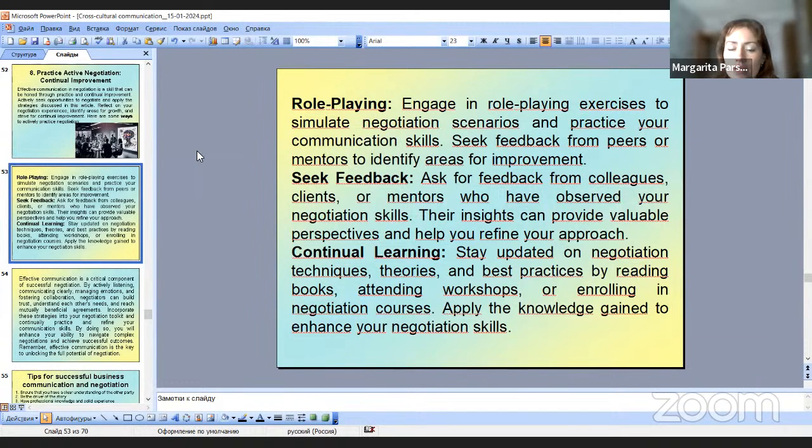Continual learning. You must stay updated on negotiation techniques, theories, and best practices by reading books, attending meetings and workshops, and enrolling in negotiation courses. When you gather this knowledge, you will get better and better in these communication skills.